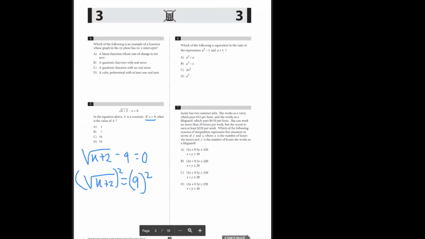Of course, what we do to one side has to be done to the other side. So this ends up being 81, and this ends up just being k plus 2. So you just move the 2 over to the other side, you subtract, and then you get k is equal to 79. And that's your answer.